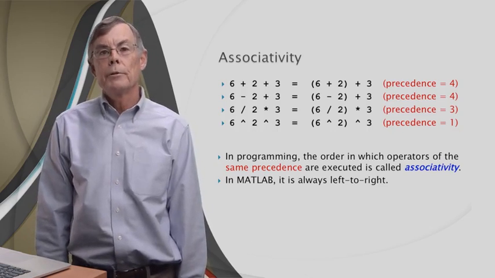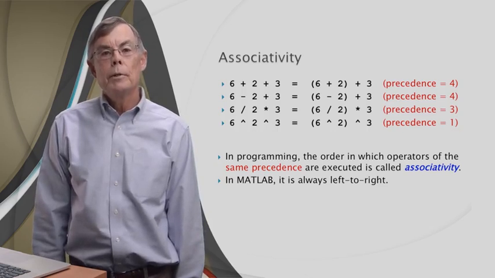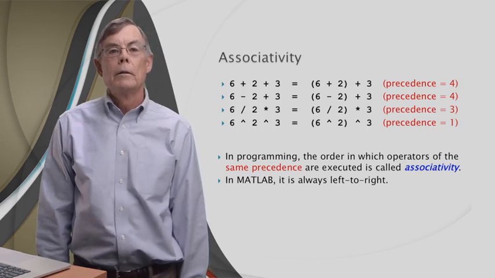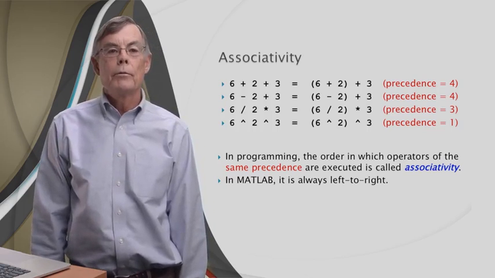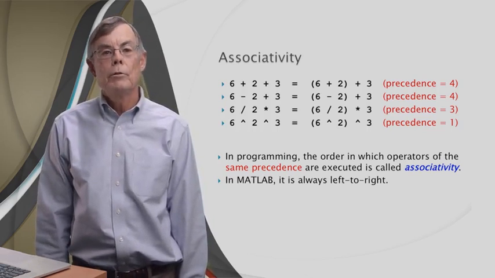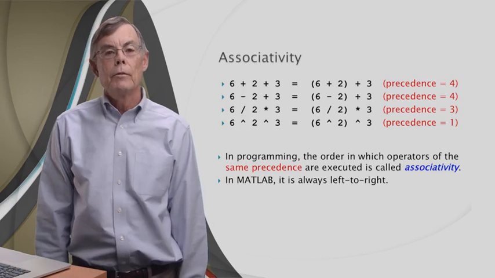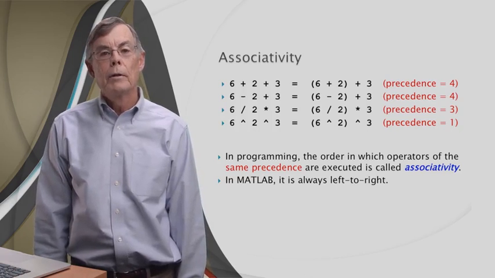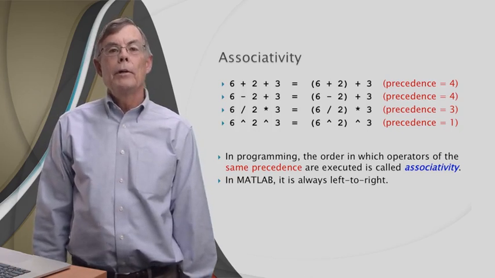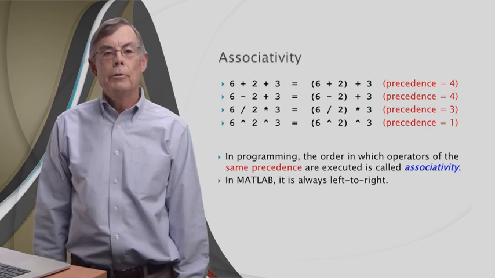Here are a couple other examples. 6 divided by 2 equals 3. 3 times 3 gives 9. Both of these operators have a precedence of 3. And the last expression, 6 to the 2 power is 36, and 36 to the 3 power, well, we'll have to ask MATLAB. Whatever it is, I'm sure it's a pretty big number. So let's do that, in fact.